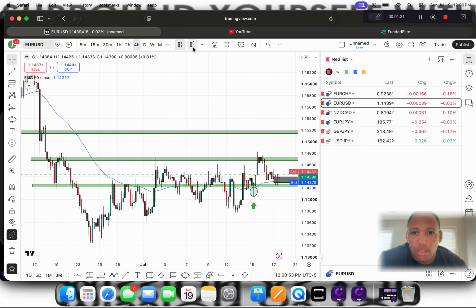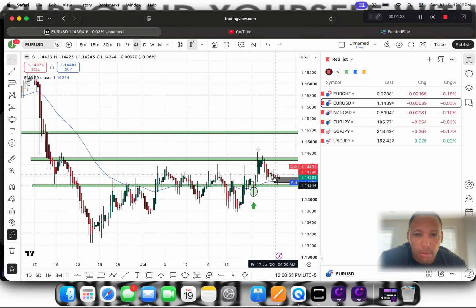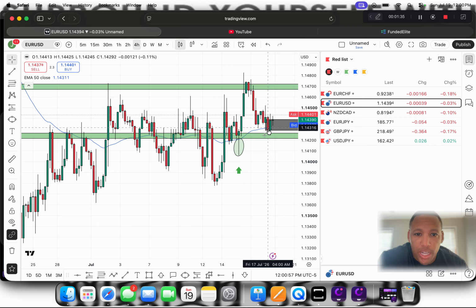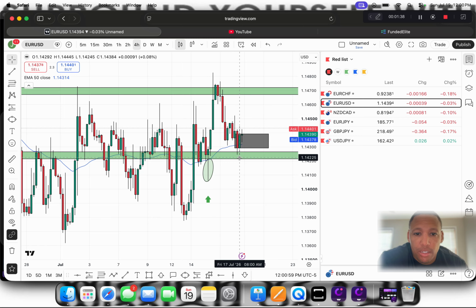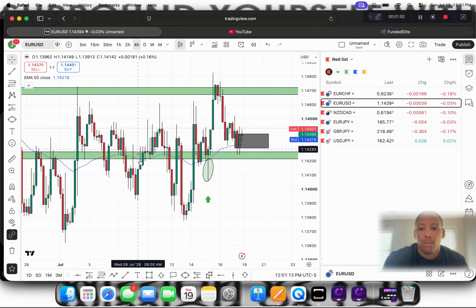We got our break. We got our retest. We're rejecting off of this zone, and we got a rejection candlestick. The reason why we have to have a rejection candlestick is because it tells you price wants to slow down. It tells you that we are still respecting this zone, right?